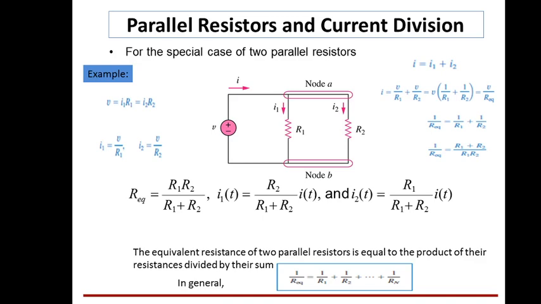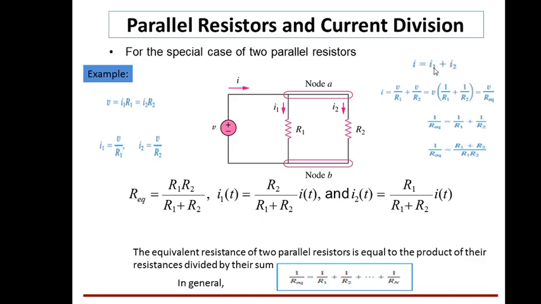We already know the voltage is the same for parallel branches. So V equals I1 R1 and V equals I2 R2. From this we can find I1 equals V by R1 and I2 equals V by R2. What is the total current? I equals I1 plus I2. Substitute these values in this, as shown by the blue lines.